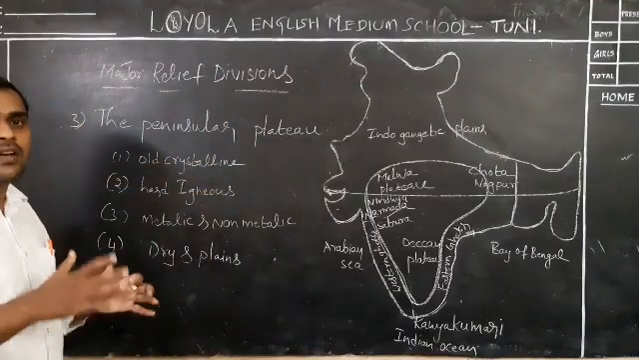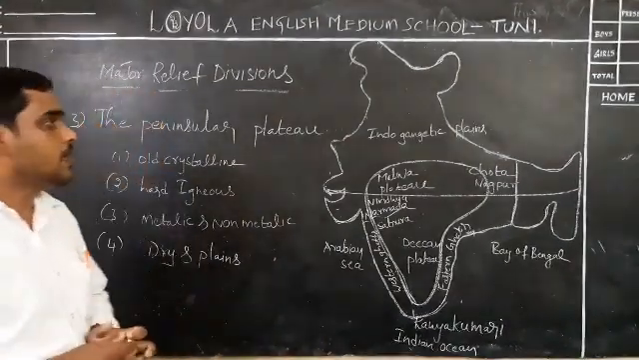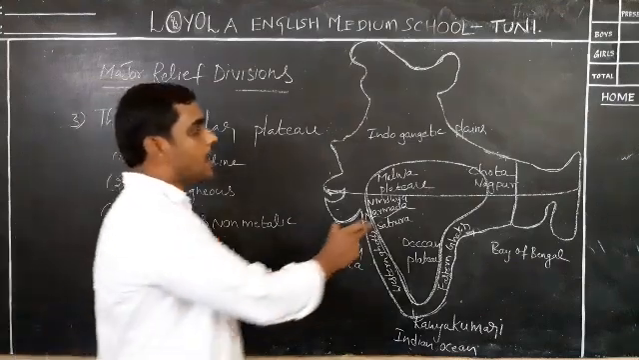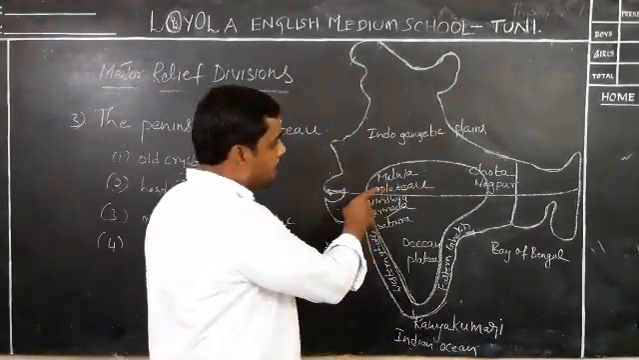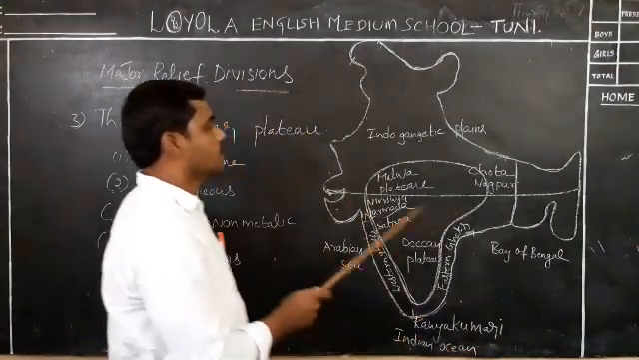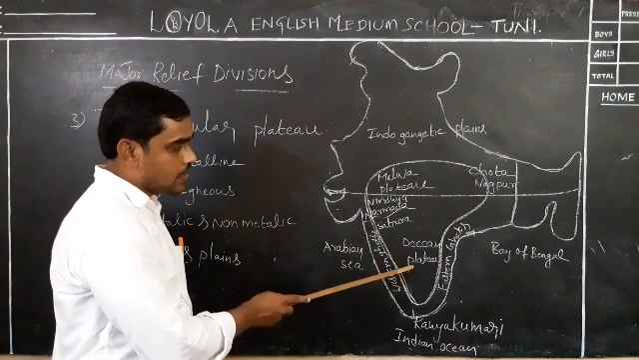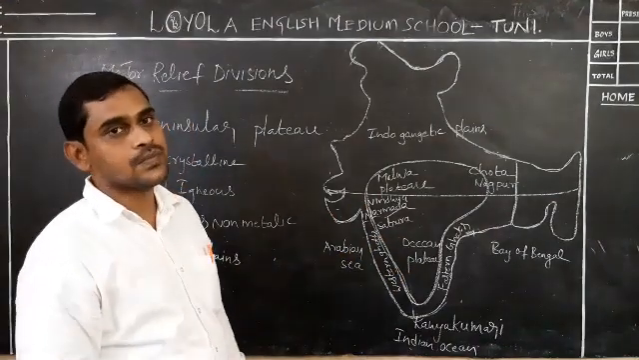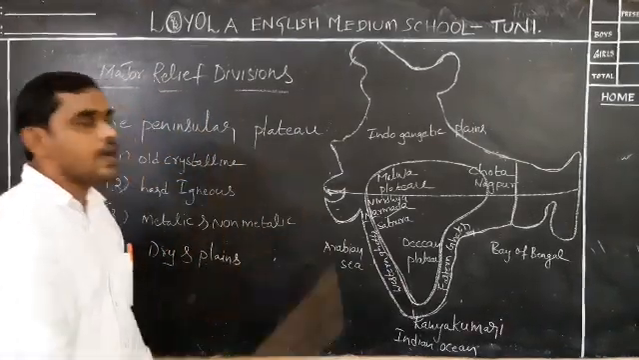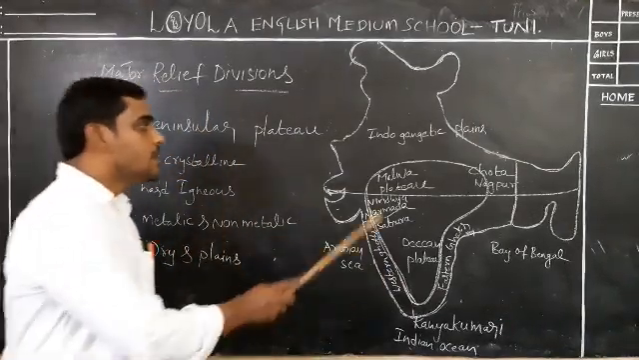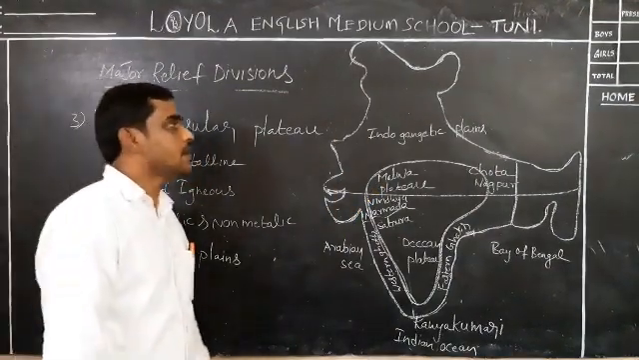Here we have two types of plateau. What are they? The first one is the Malwa Plateau, and the second one is the Deccan Plateau. First, let us know about the Malwa Plateau. Where is the Malwa Plateau located?